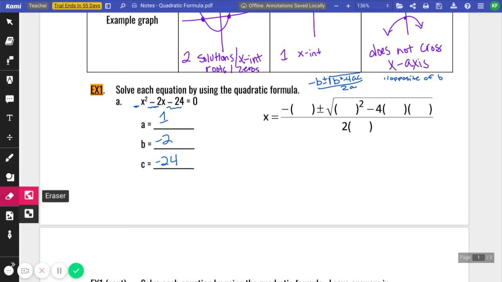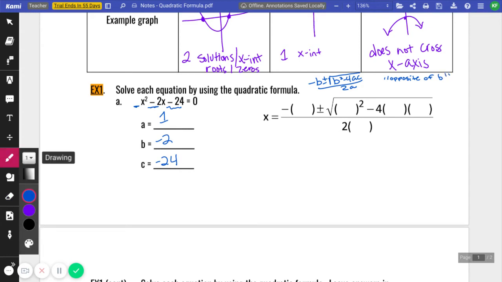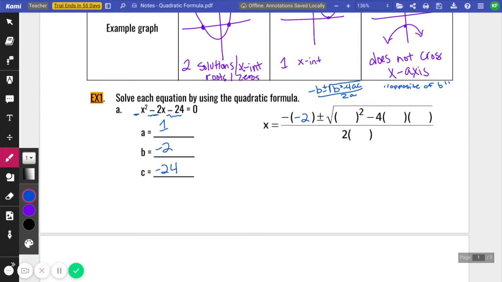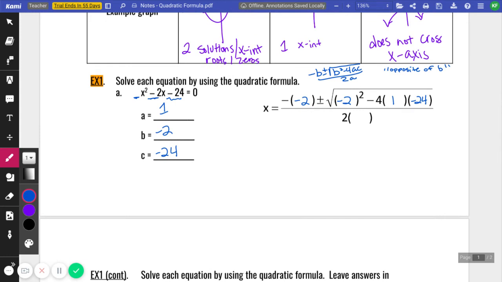But negative B will do the same thing. Basically, it will change the sign of B. So since B is -2, we're going to have negative B, so -2. We'll simplify that later. Then in parentheses under my square root, I'm going to make sure I plug in B, which is -2, minus 4 times A is 1, times C, which is -24, and it's all over 2A, so 2 times 1.